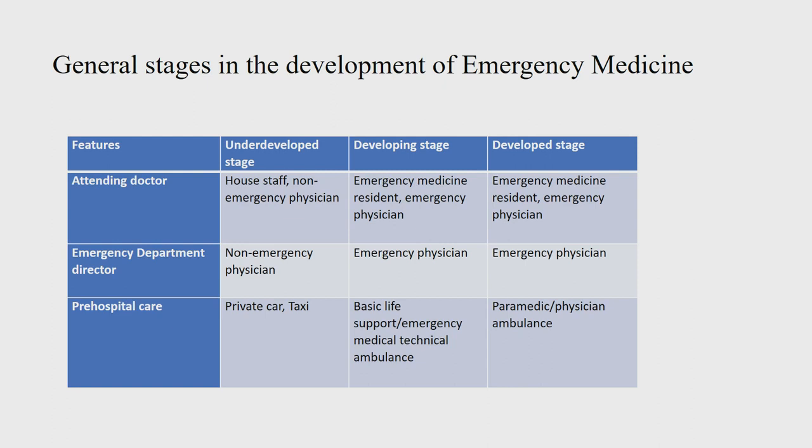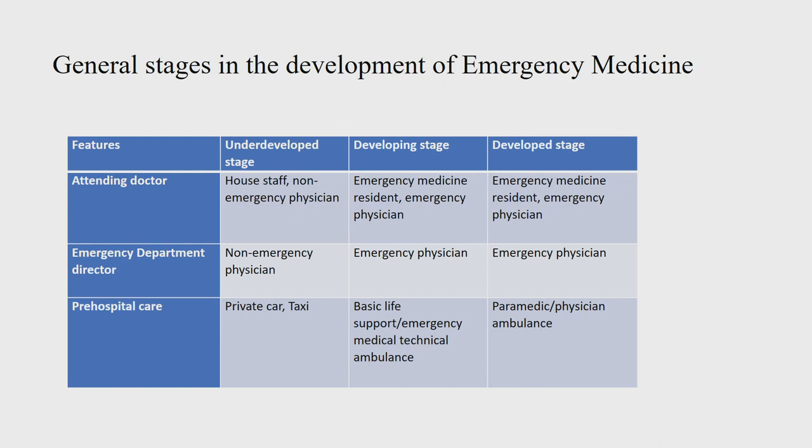So how did the different stages of development of emergency medicine look in different countries? They define three stages: underdeveloped, developing and developed. Mostly it is based on the attending doctor who is first handling or supervising the emergencies, who is looking after emergency care overall, and on the kind of pre-hospital care the patient is receiving. In the underdeveloped stage, house staff and non-emergency physicians take care of emergency services. A non-emergency physician is the director of emergency services, and pre-hospital care is usually provided by private cars and taxis.